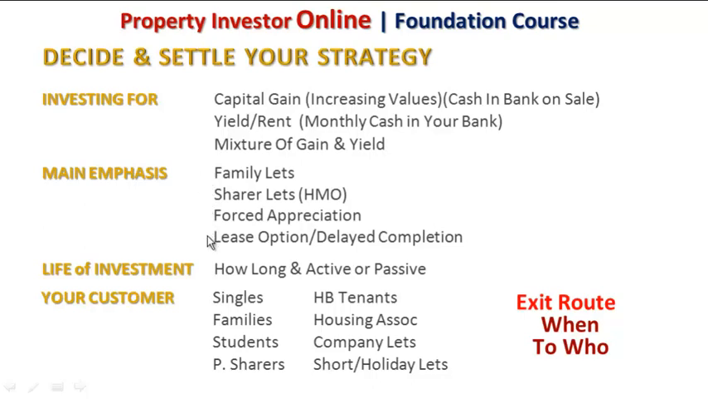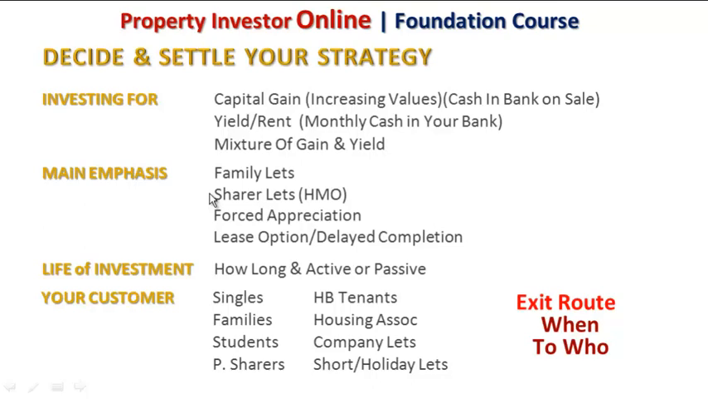Then we come down to the main emphasis as to what sort of properties you're going to be letting, because the type of property you let will dictate the tenant that you let to. I start off with family lets. There are four options here, but there are many more options which we will cover through the course. Family lets, whether you're letting to a family living in a house or a flat. Then we have the sharer lets, and sharers include students and professional sharers. In other words, they are non-family lets.